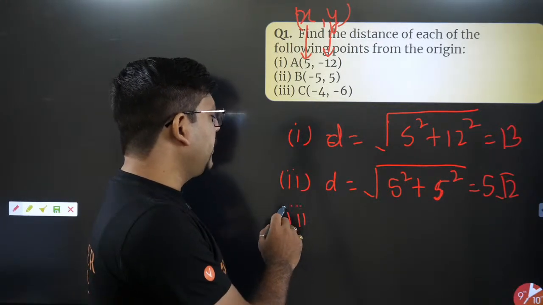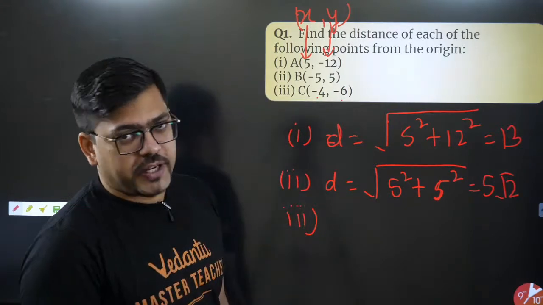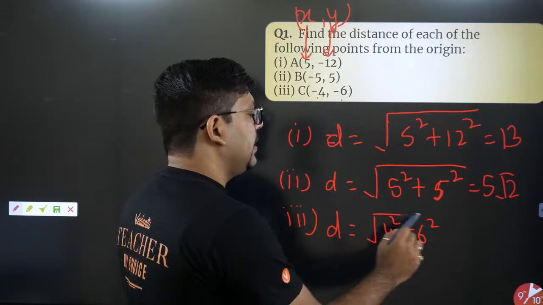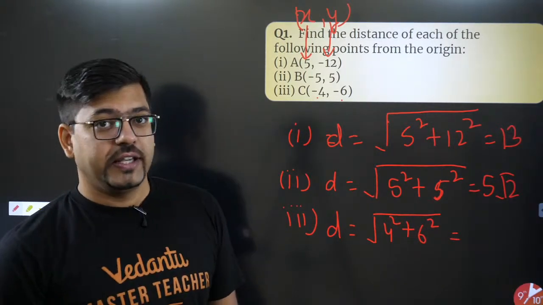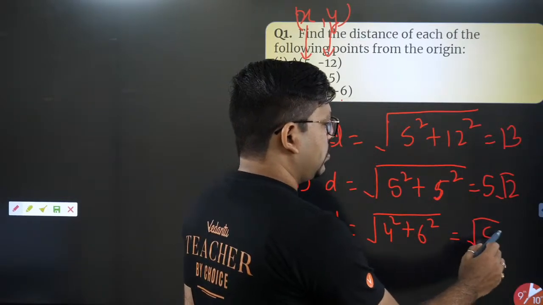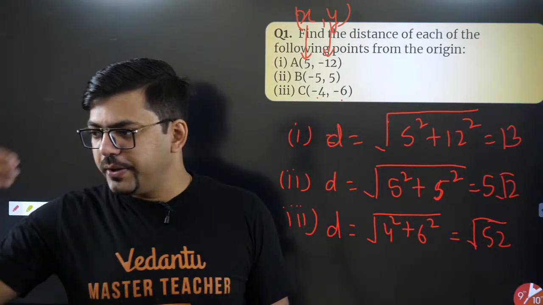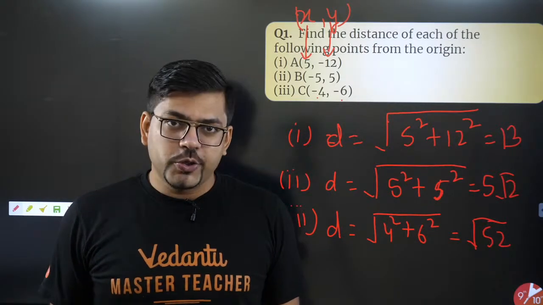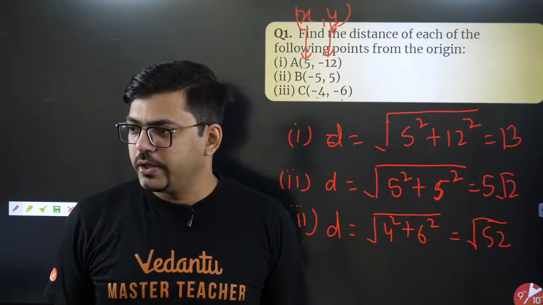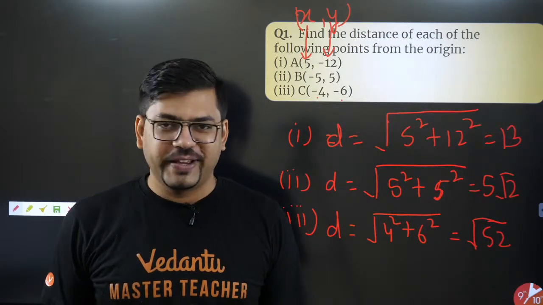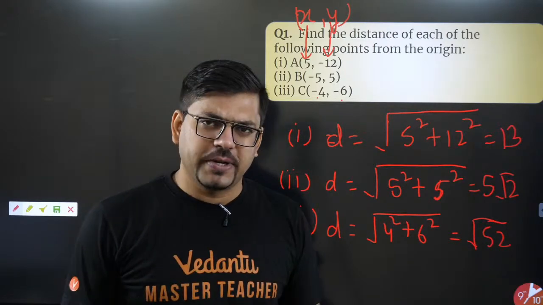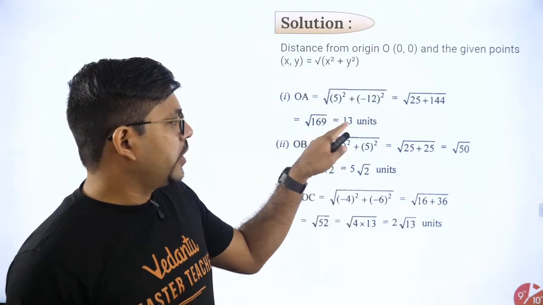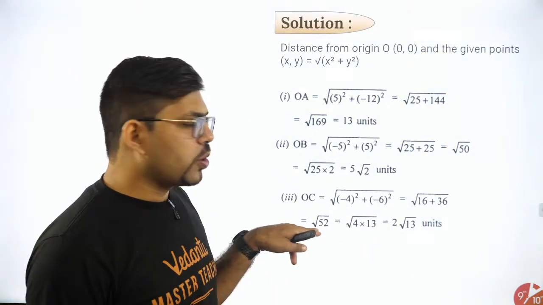Third one, that is minus 4 and minus 6. If you write that, this is root under 4 square plus 6 square, and hence this is 16 plus 36. If I'm not wrong, that should be root 52. All of you understood this? Tell me yes or no. Root 52, absolutely right. So this is pretty simple. The entire answer is 13 units, root 50, and 2 root 13 or root 52.